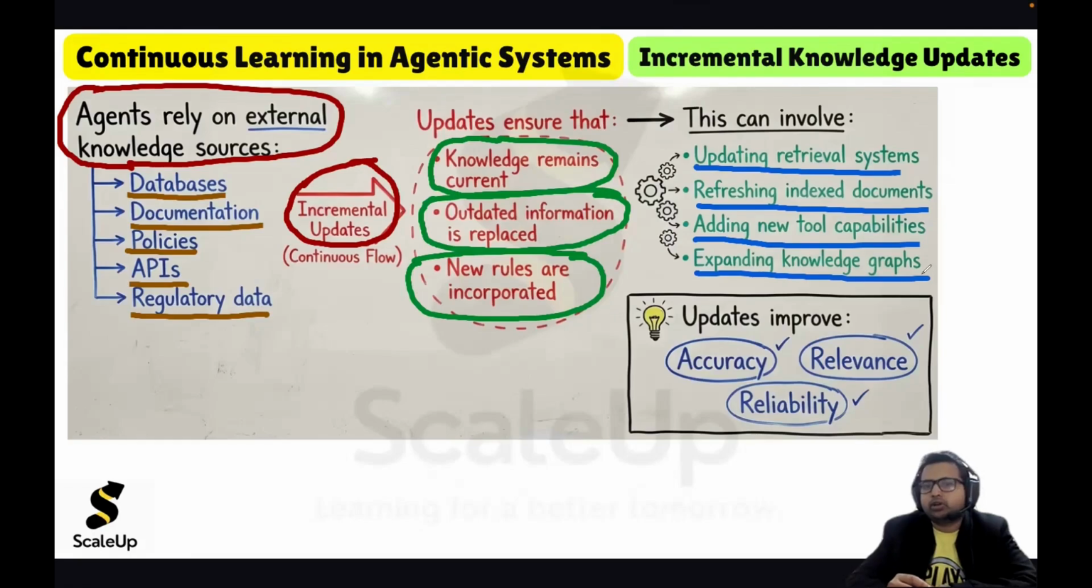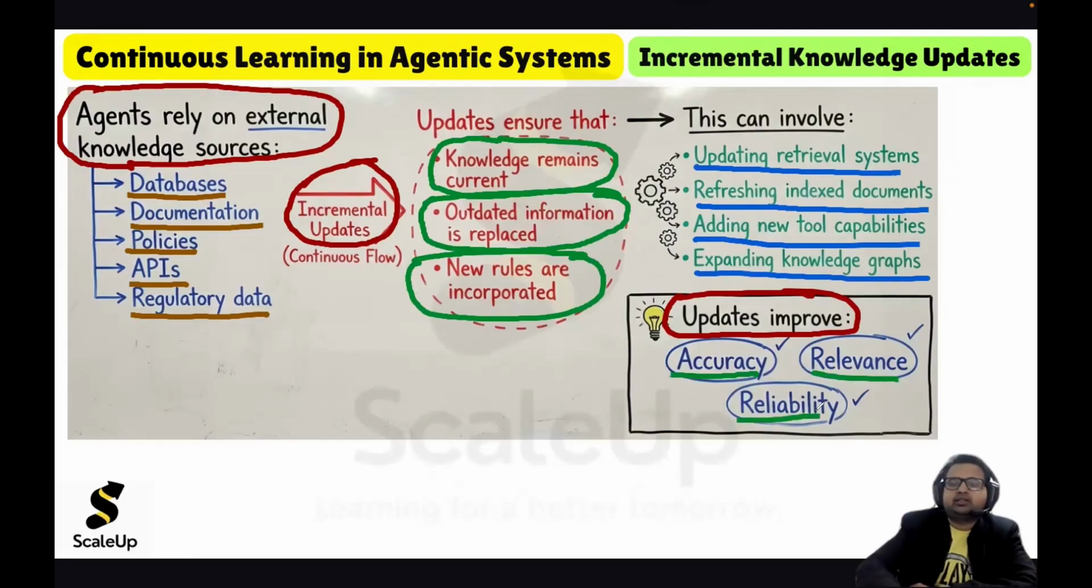So we can achieve incremental knowledge updates via updating retrieval systems, refreshing indexed documents, adding new tool capabilities, expanding knowledge graphs. So incremental knowledge updates improve accuracy, they improve relevance, and they improve reliability.